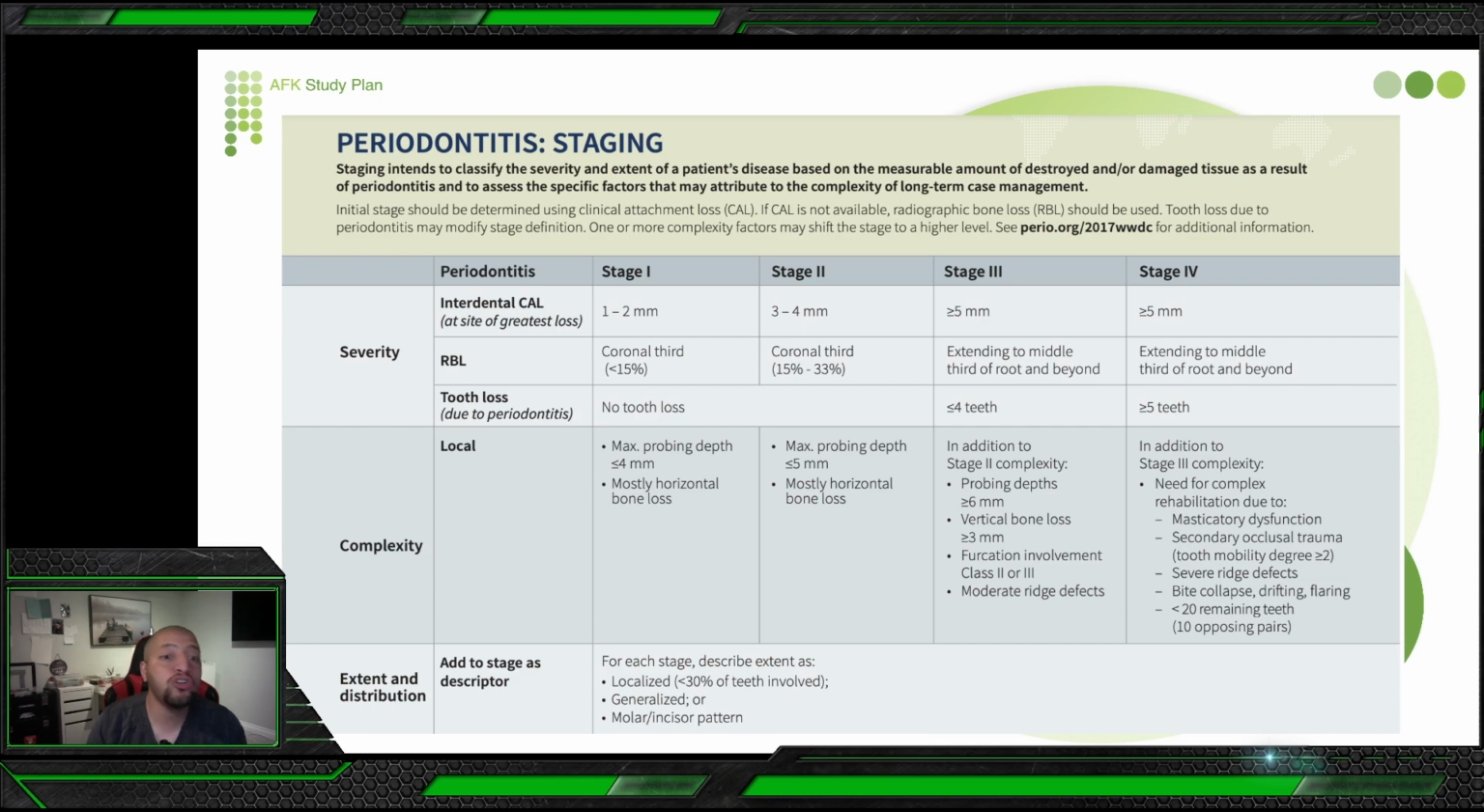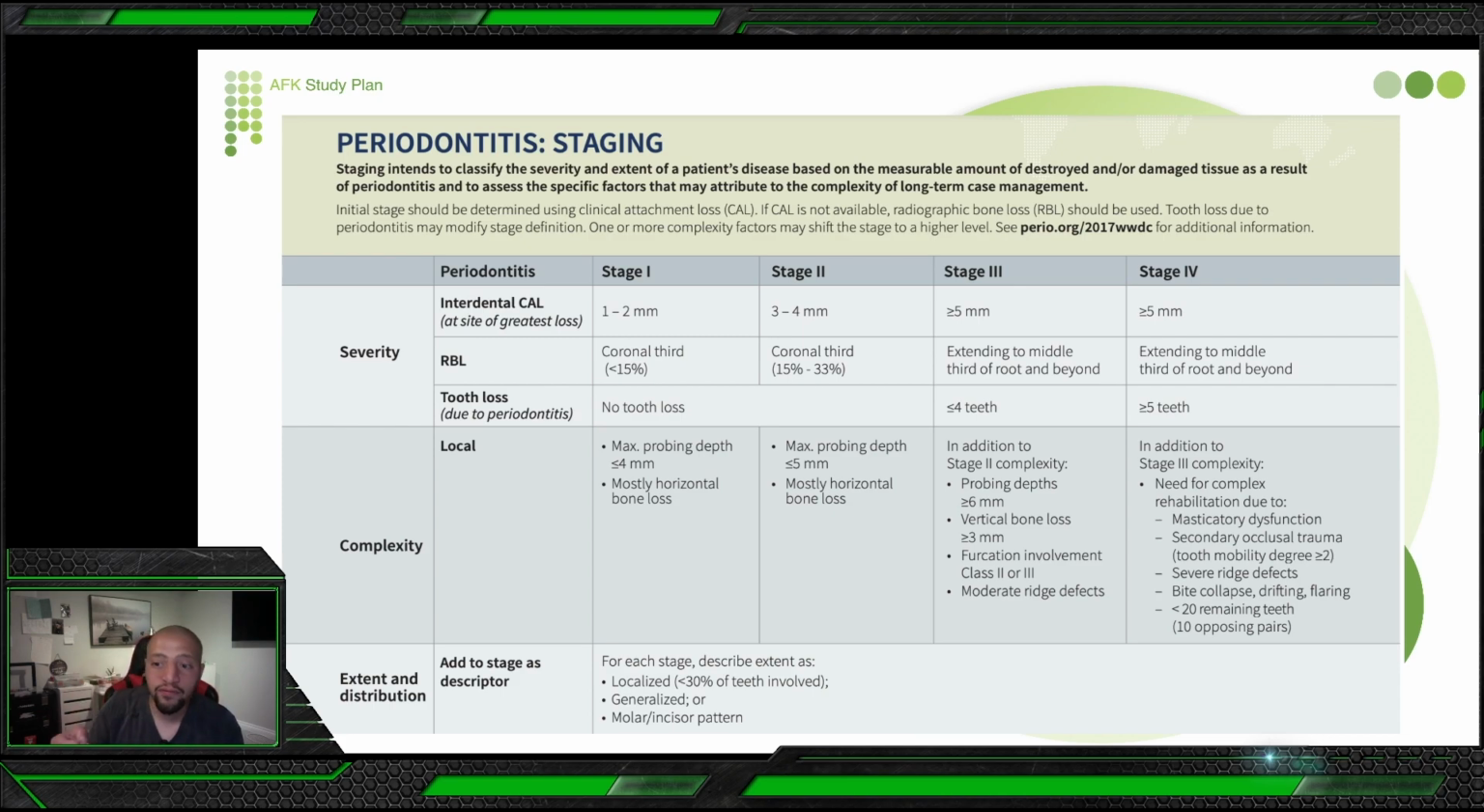And then your radiographic bone loss, or RBL: if it's less than 15%, stage 1; 15 to 33%, stage 2; more than 33%, he goes to stage 3 or 4. And you check the history of tooth loss. If he has a history of tooth loss of 4 teeth or less, it's stage 3.